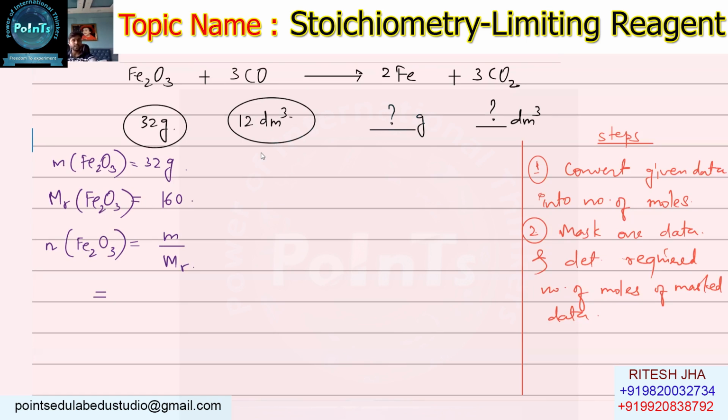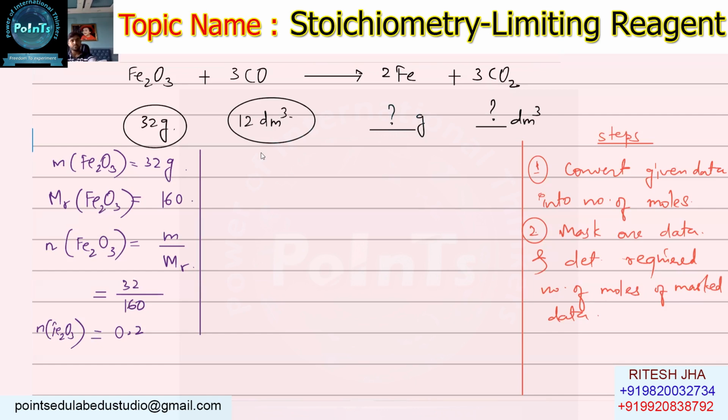Shabash. So we are having a mass that is 32, molar mass that is 160. So what is the number of moles, guys? 0.2. So we got number of moles of Fe2O3, 0.2.